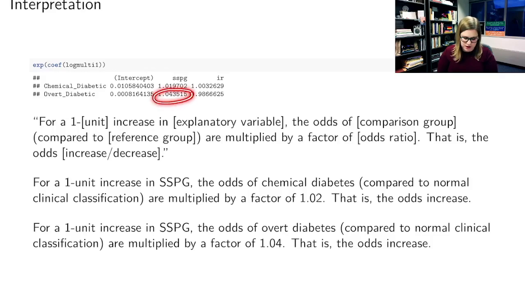I could do the same thing for the overt diabetic. For a 1 unit increase in SSPG, the odds of overt diabetes compared to that normal clinical classification are multiplied by a factor of 1.04. That is the odds increase. So we don't have the comparison between chemical diabetes and overt diabetes, although the book has a way to make that comparison. But in this case, the coefficients that we get are specifically referring to that reference category in our response. So that's the new thing: we have reference categories in our response variable rather than just in our explanatory variables.